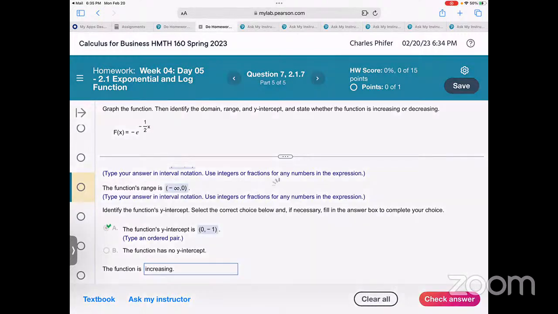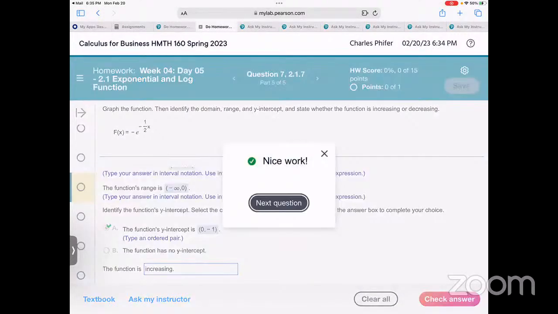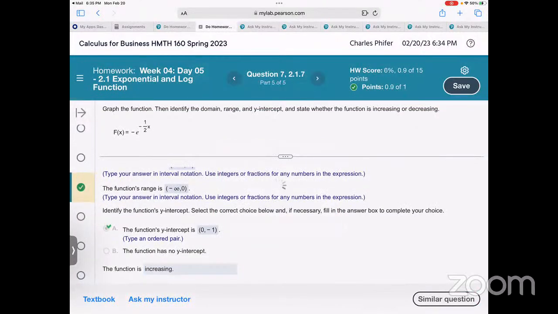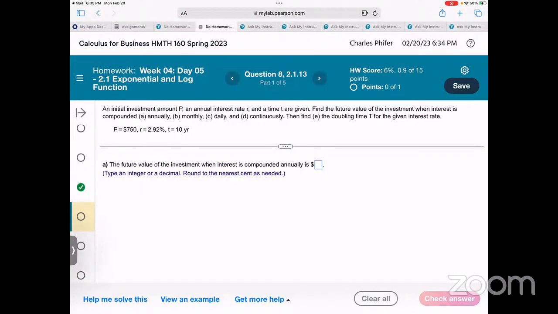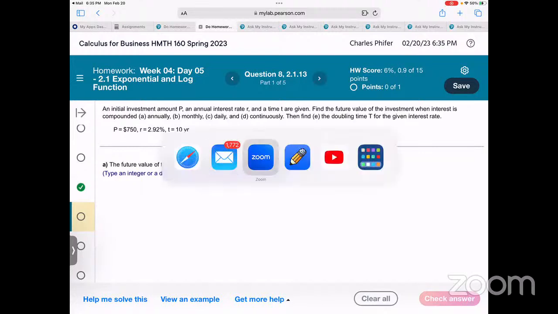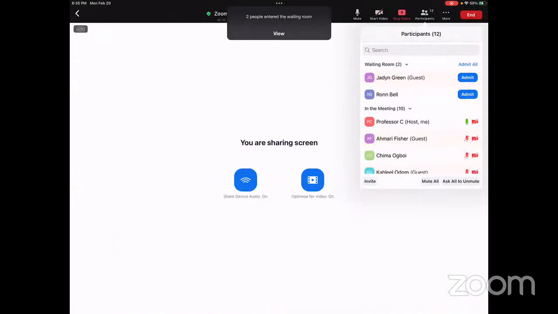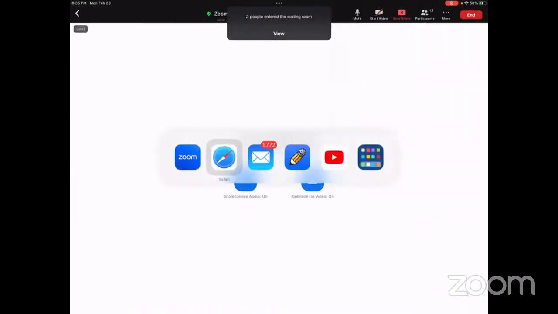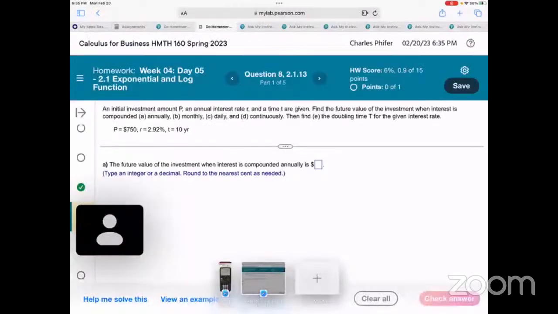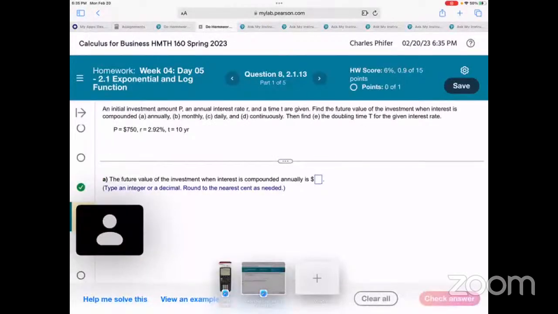Okay, that wasn't too terribly bad. Let me check on you guys in Zoom for a moment. Oh. Just a moment. This one. Okay. All right, let's keep going.